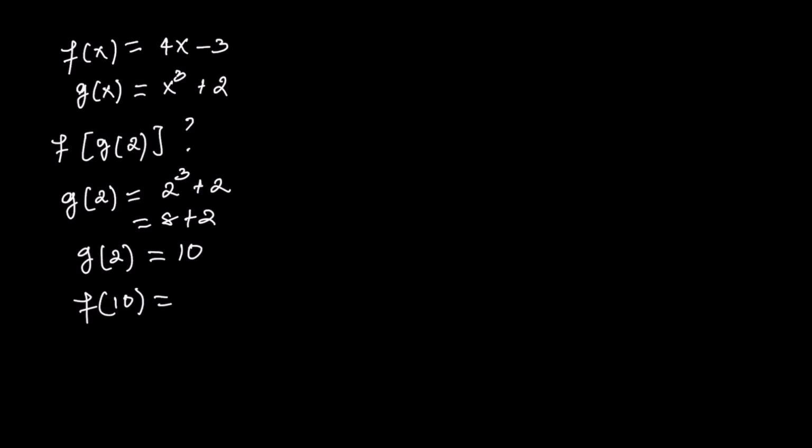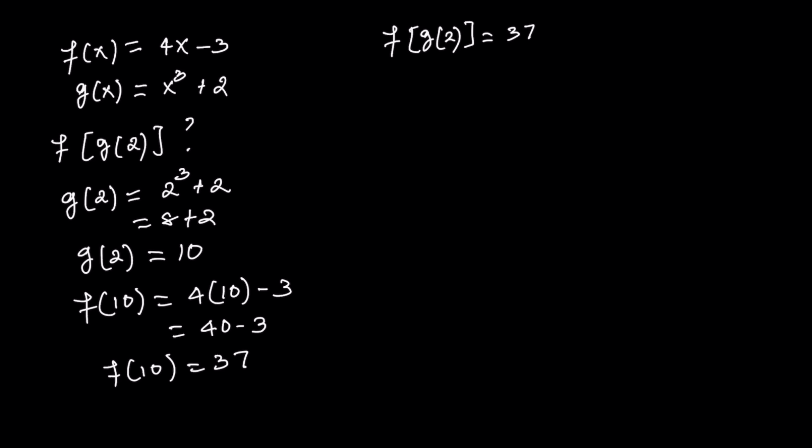Now replace 10 in the function f. f of 10 equals 4 times 10 minus 3, which gives 40 minus 3. So f of g of 2 equals 37. Now try this one. Evaluate g of f of negative 1.